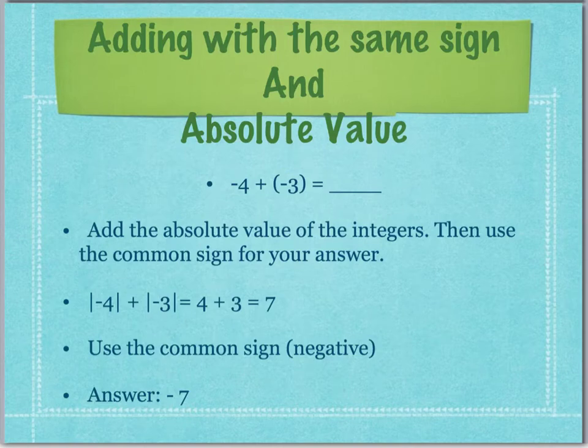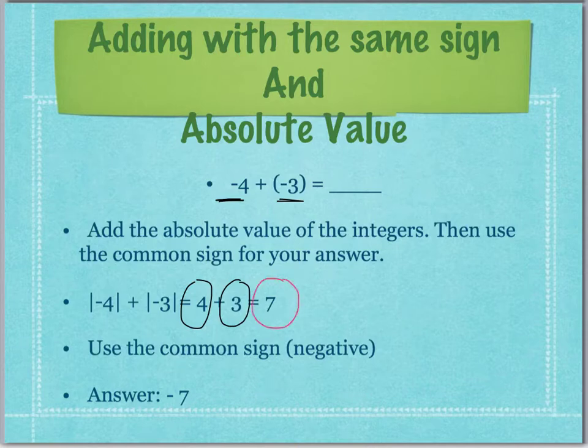Another way that you can add two negative integers is to find the absolute value. We learned about absolute value in yesterday's lesson, so you can apply what you've already learned to solve this problem. First step is to add the absolute value of the integers, and then use the common sign for your answer. So first we're going to find the absolute value of -4, which is 4, and then the absolute value of -3, which is 3. Remember, absolute value is the distance the number is from 0, and it's always positive. So now we have 4 plus 3, which equals 7.